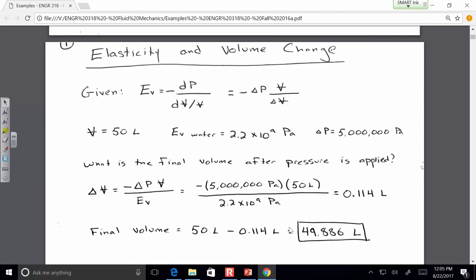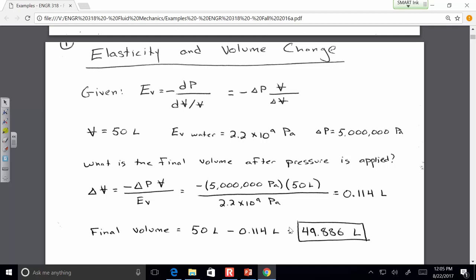the delta V. So this negative sign that's remaining in the equation, what that negative sign means is that if you have the pressure increased, then the volume is going to decrease. So it's giving a quantitative basis to what you'd already know on an instinctual level, that if you're compressing a liquid from all directions, it's not going to get bigger, it's going to get smaller. So that's what the negative sign there means. And so we have this delta V, the change in volume as a result of applying this pressure. So the change in volume is 0.114 liters.